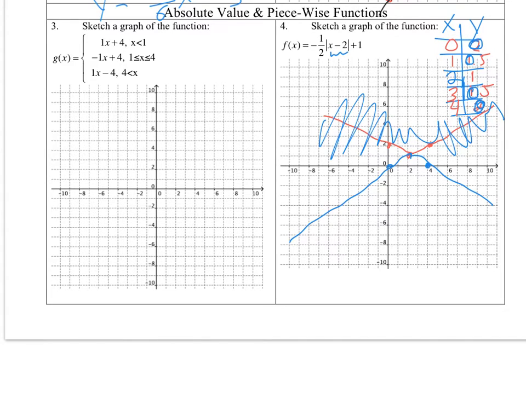Now over to the piecewise graph. First things first, I'm going to make my force fields. First one's going to be at 1, and the second one's going to be at positive 4.